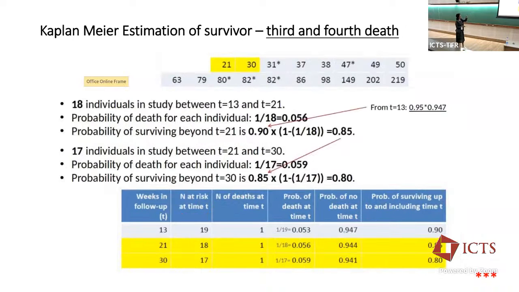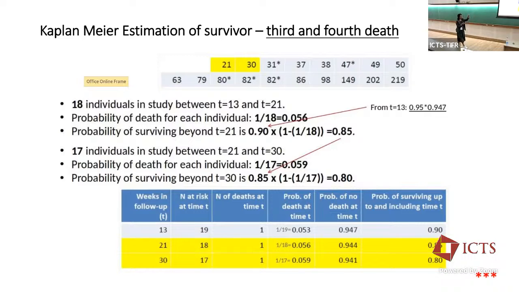So then we come to week 21. Two persons have died, one at week 6, one at week 13, so you have 18 participants left. So 18 individuals in the study at t between 13 and week 21, where you have the next event occurring. So the probability of death for each individual at that point will be 1/18, which is 0.056. So the probability of surviving beyond week 21 is 0.9 for the original that we calculated.